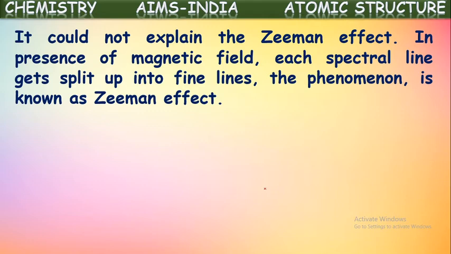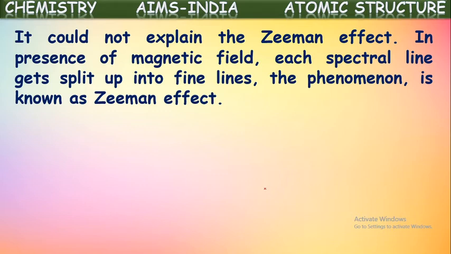One more, it could not explain the Zeeman effect, which was not observed by Niels Bohr. That is, in the presence of a magnetic field, each spectral line splits into a different number of fine lines. This phenomenon of splitting of spectral lines in the presence of a magnetic field is called the Zeeman effect. Why these lines in the hydrogen spectrum split into fine lines in the presence of a magnetic field was not explained by Niels Bohr. That's why we say Bohr's theory could not explain the Zeeman effect.